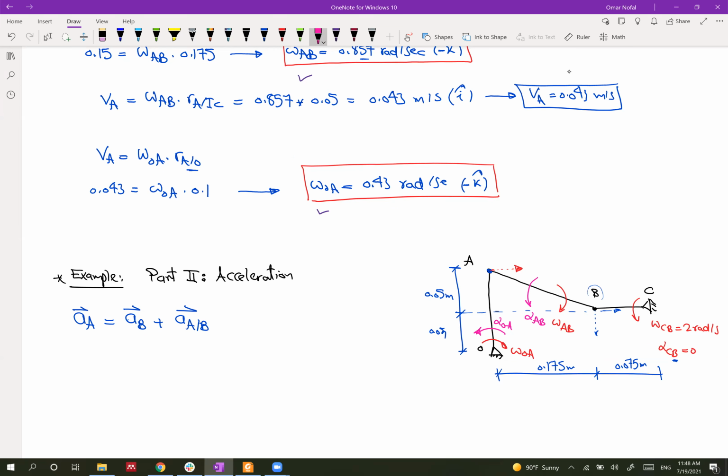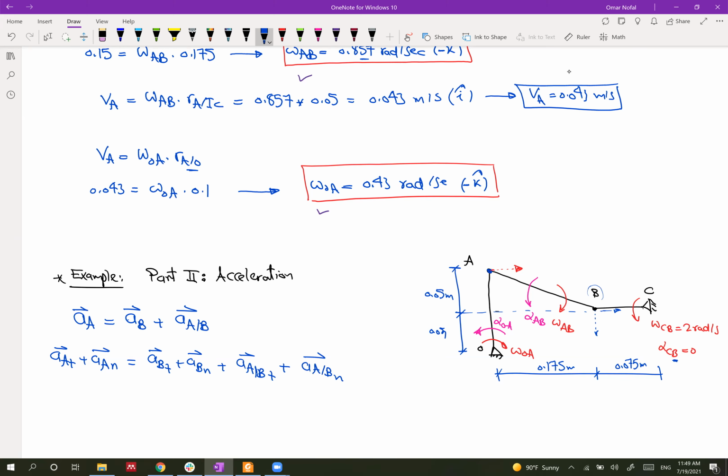Because if we want to get the acceleration at A, we will need to have a at A tangent plus a at A normal equal to a at B tangent plus a at B normal plus a of A with respect to B tangent plus a of A with respect to B normal. So this is our equation. So let's get the a at A tangent.